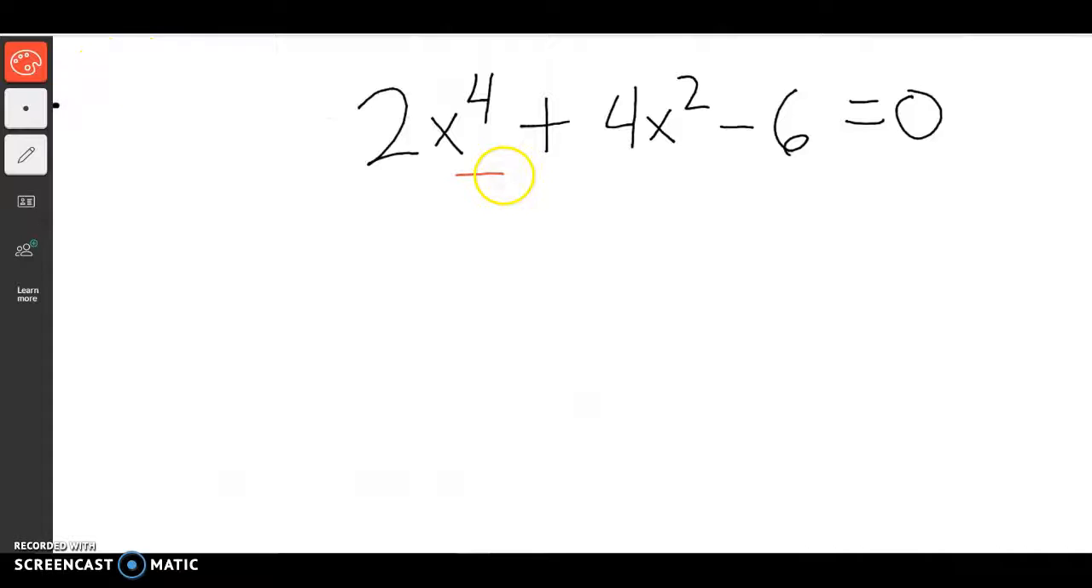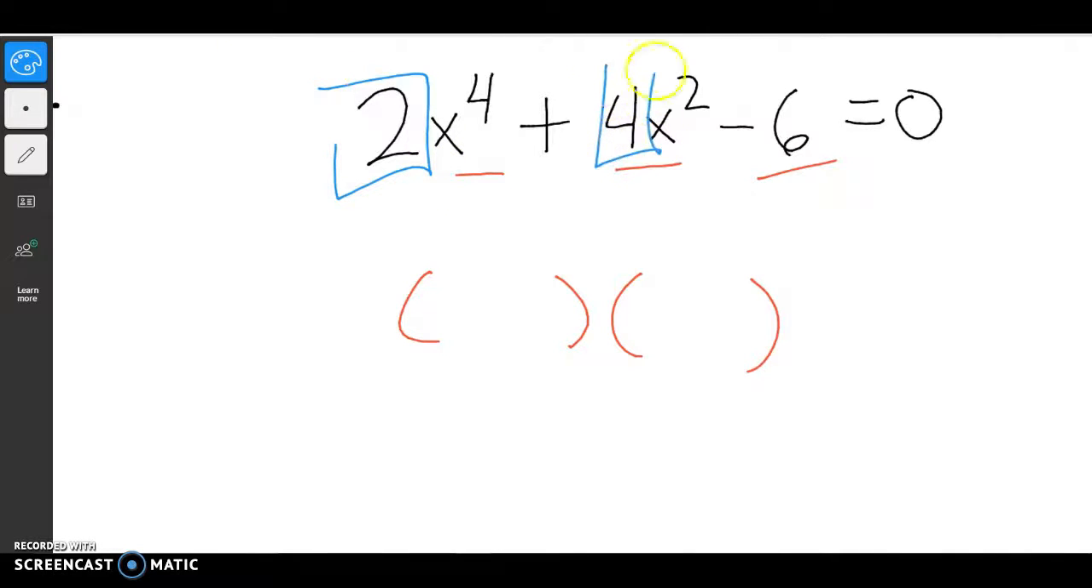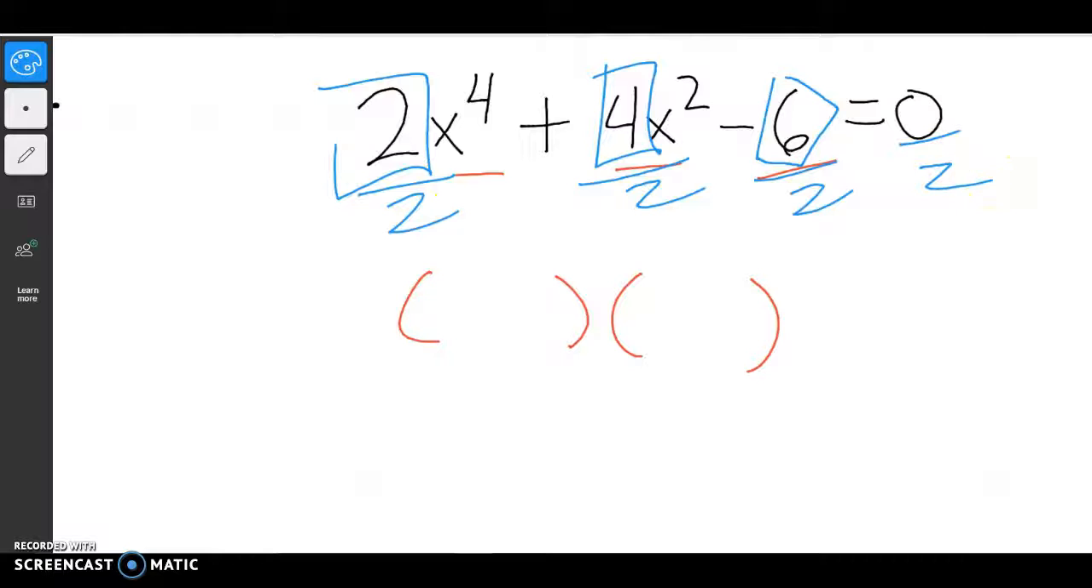Next one. This has 3 terms. So we want to factor it like we did with the 2 binomials. There's something that they all have in common though, so always look for this. If you look across, see how this is 2, 4, 6, you should go, oh, everything is divisible by 2. So we'll divide everything by 2. That's going to give me x to the 4th plus 2x squared minus 3.